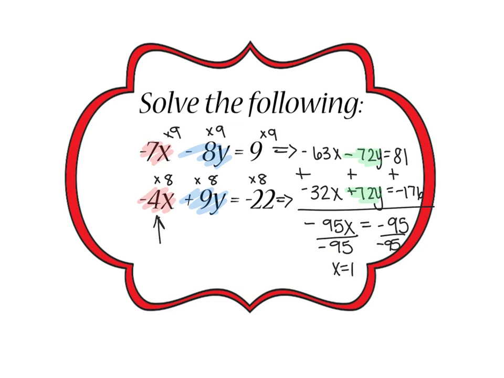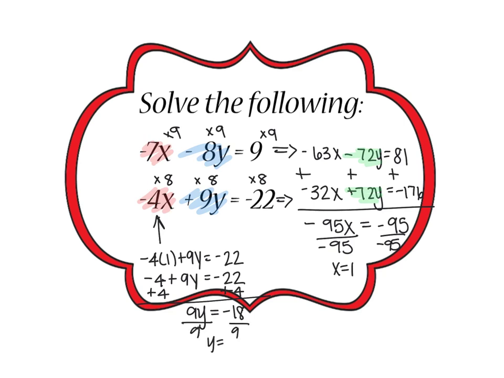I'm going to plug that back into this bottom equation, which gets me negative 4 plus 9y equals negative 22. I add 4 to both sides. 9y equals negative 18, which means that y is negative 2.